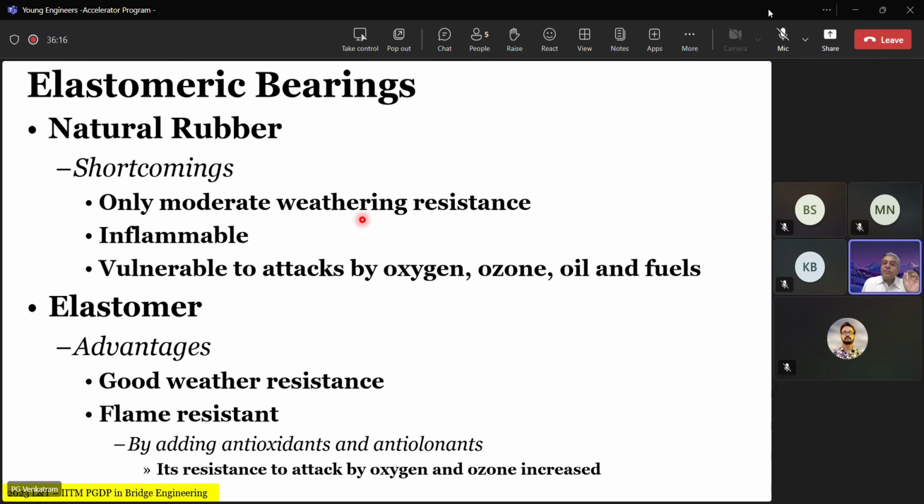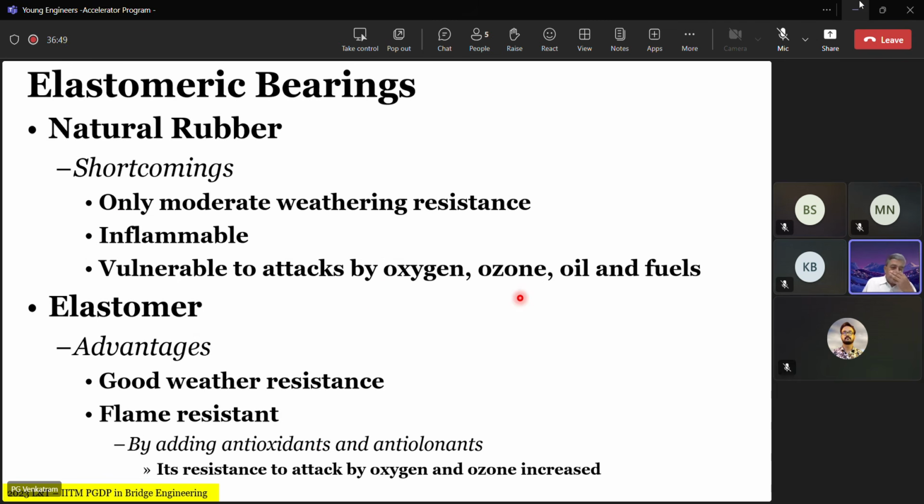So natural rubber has only moderate weathering resistance. It is inflammable. It means natural rubber can burn. When I say artificial rubber, it also burns because after all, it is a petro product, the end product of a petroleum process. But it is less inflammable. Okay, and natural rubber is vulnerable to attacks by oxygen, ozone, oils, and fuel. They degrade the material faster if it gets exposed to these.